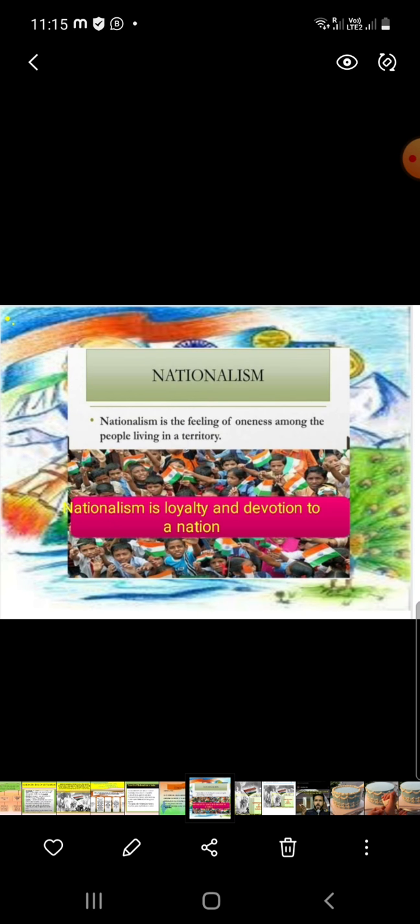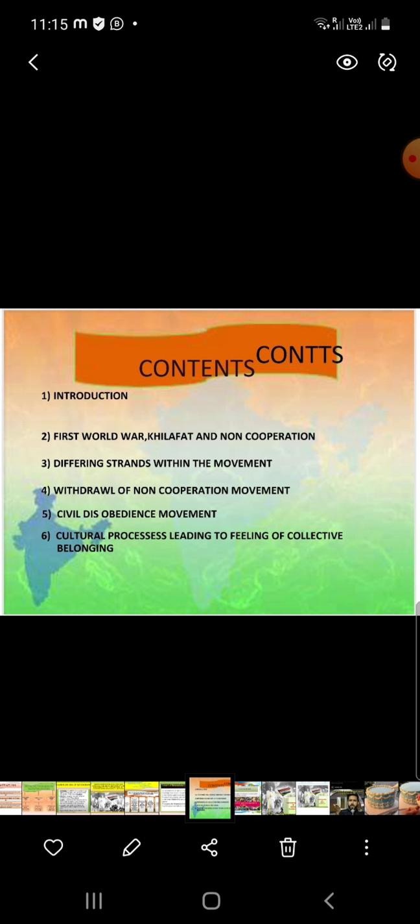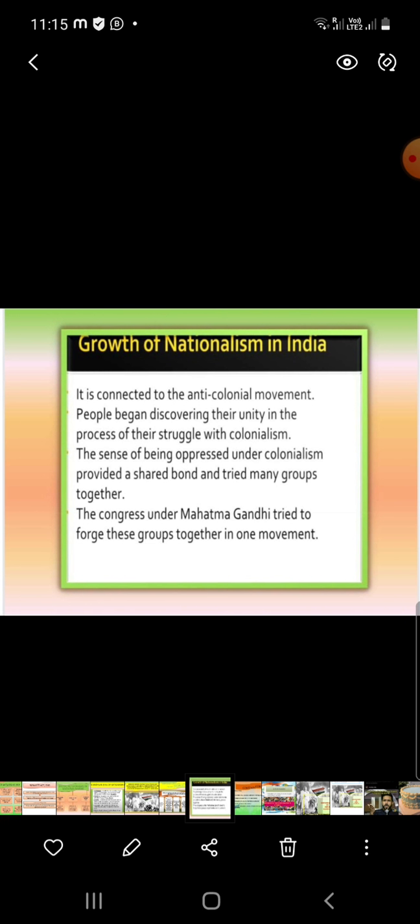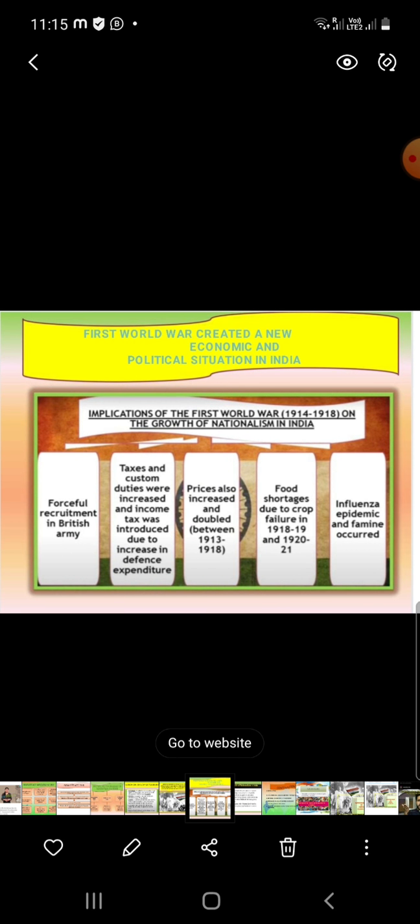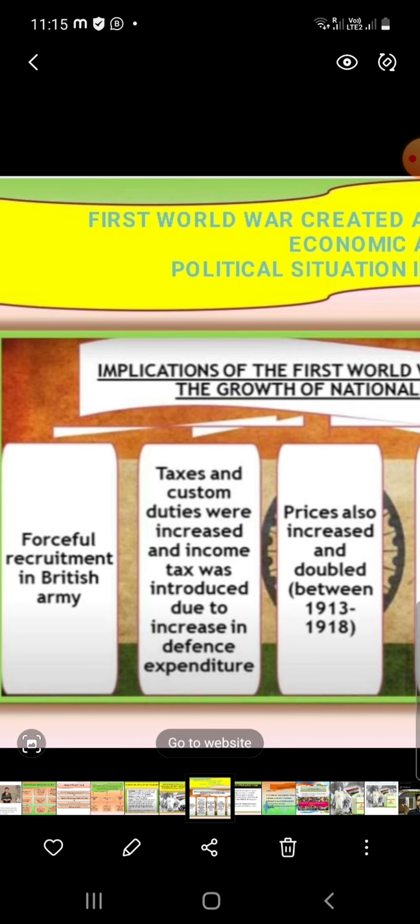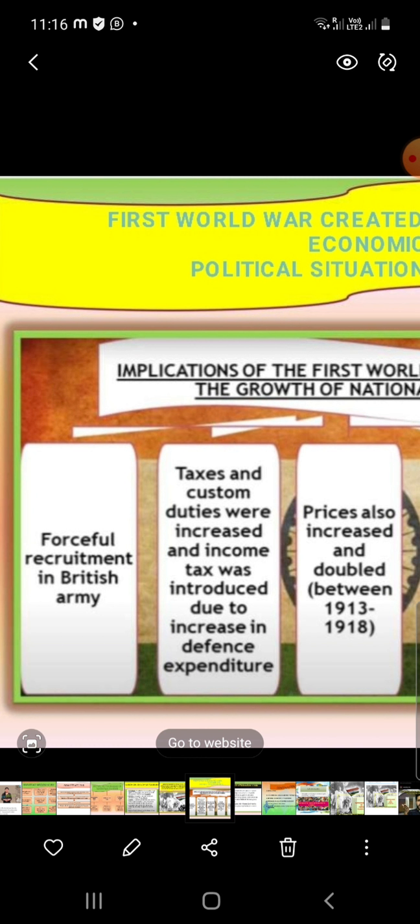We have discussed already the definition and meaning of nationalism, and how the anti-colonial feeling spread among the people and how nationalism arose in the people. We have already discussed the growth of the national movement in India. Today we will discuss the First World War, the Khilafat movement and the non-cooperation movement.